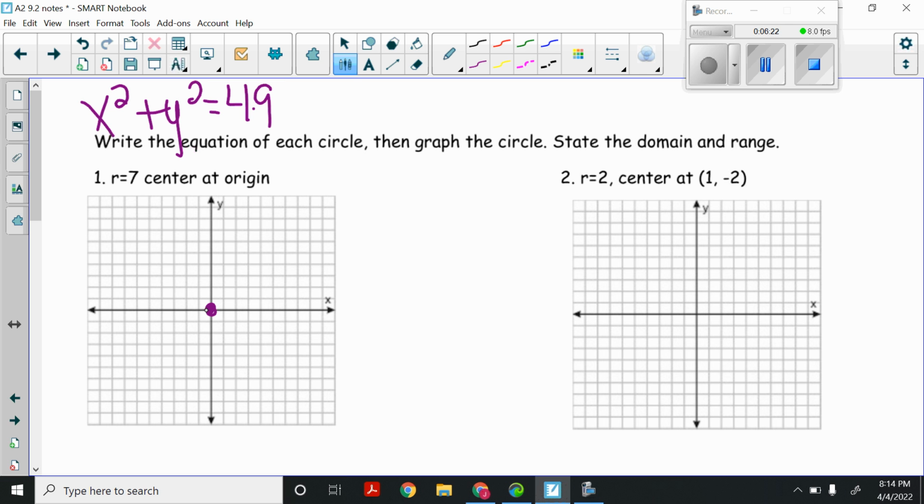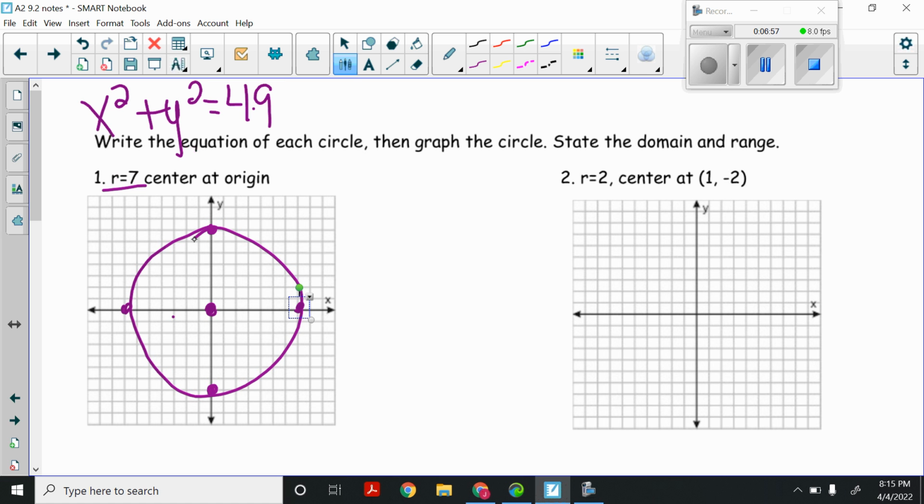Now I want to do the radius, 7, in each direction, top, bottom, left, and right. So I'm going to count up 7, left 7 from my center, down 7 from the center, and finally right 7. Those 4 dots that I just made, I'm going to connect those with the circle. There's the graph of the circle.